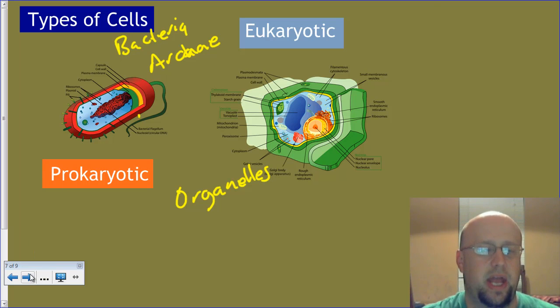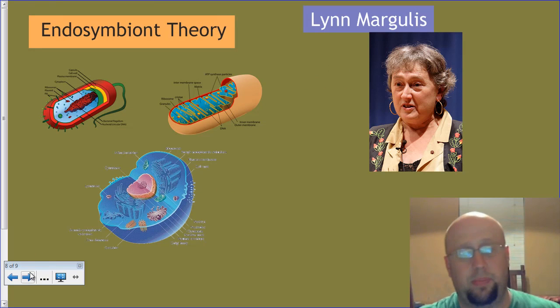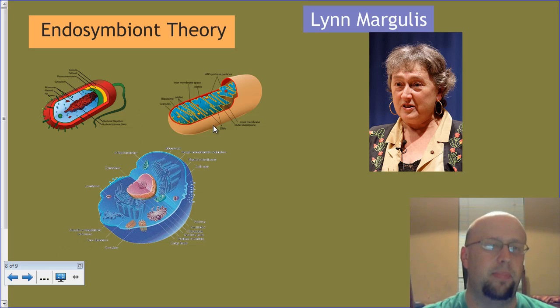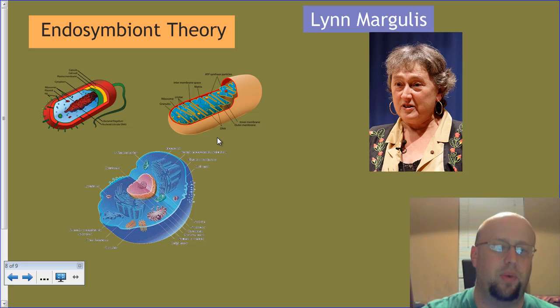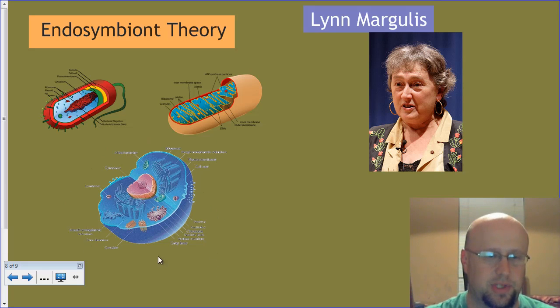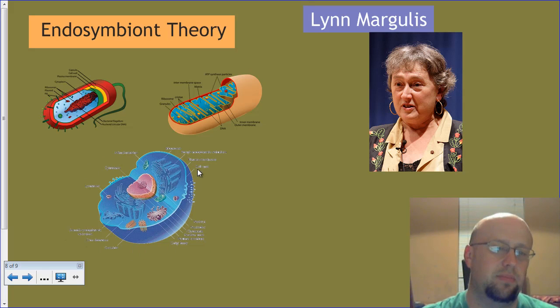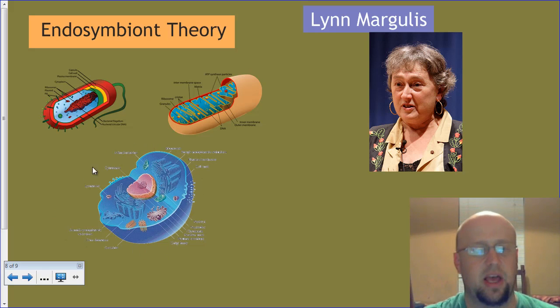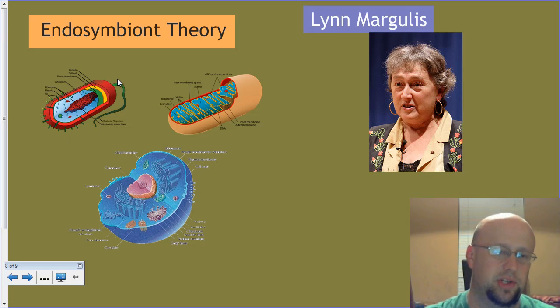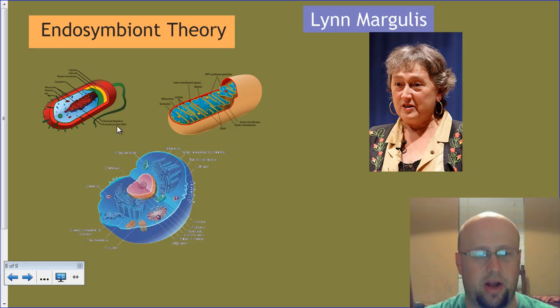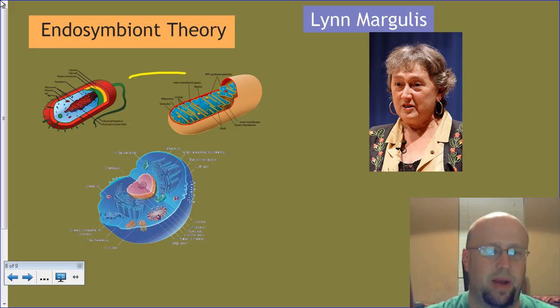Now, these 2 different types of cells, it is proposed that, according to the endosymbiont theory, the way that eukaryotic cells came about, so like an animal cell like this right here, is that essentially at some point way in the distant past a cell basically swallowed up another cell. And so then that prokaryotic cell that got swallowed up by another prokaryotic cell essentially became an organelle within that other cell.